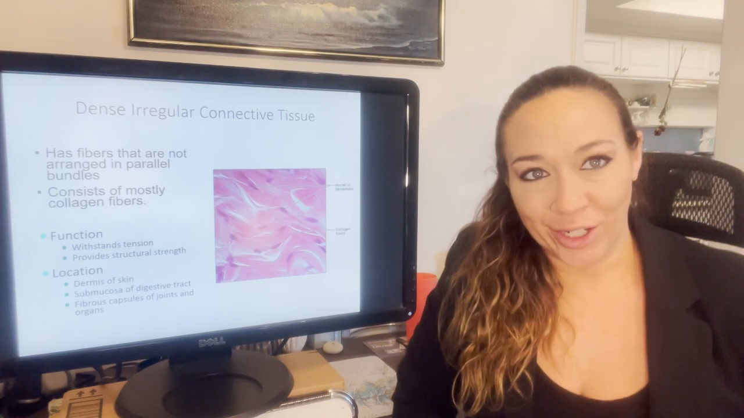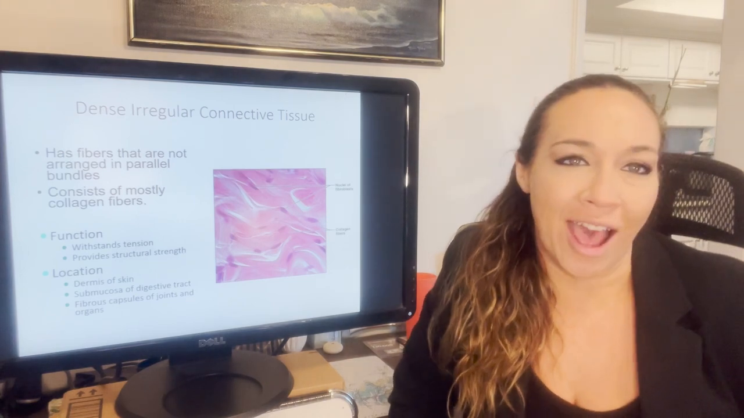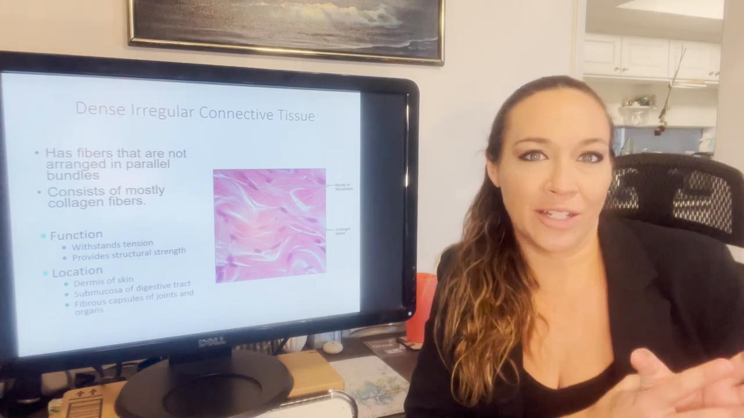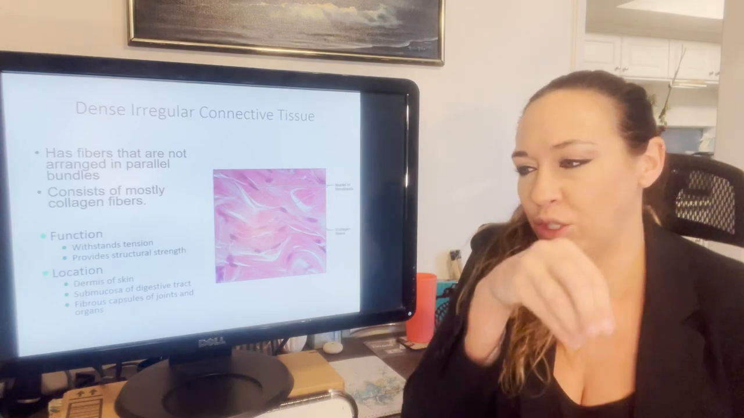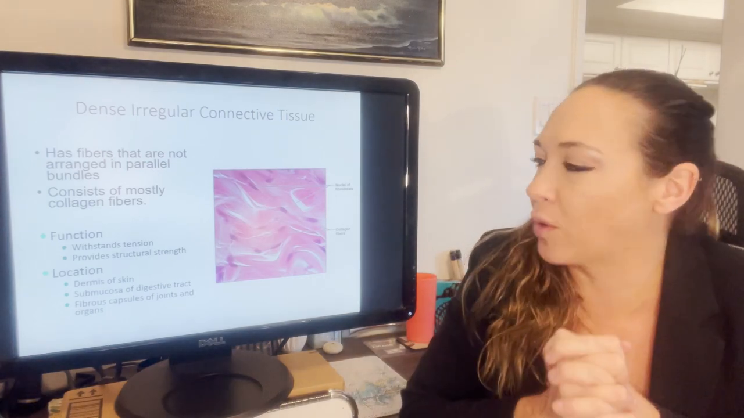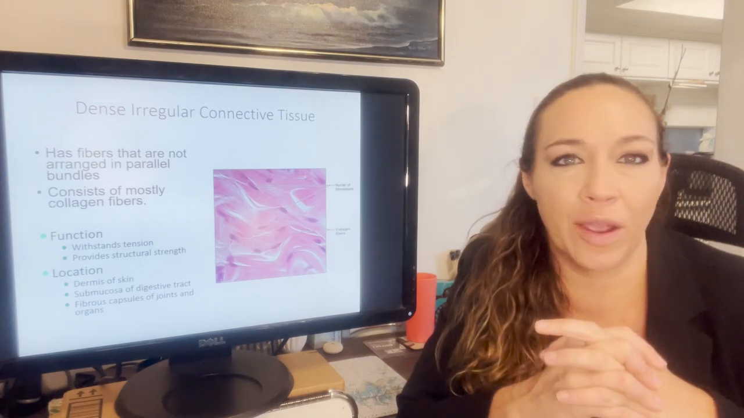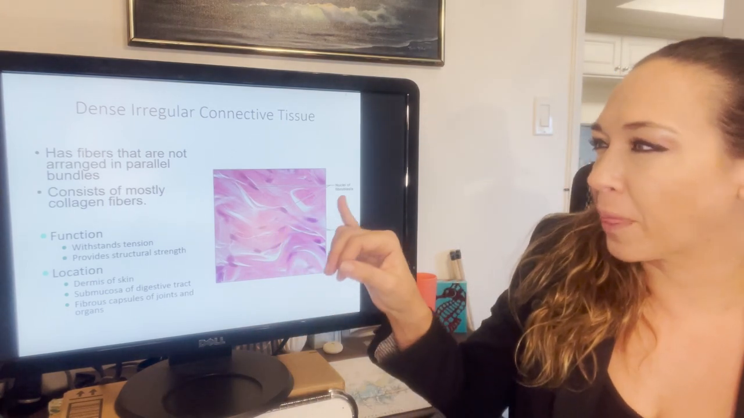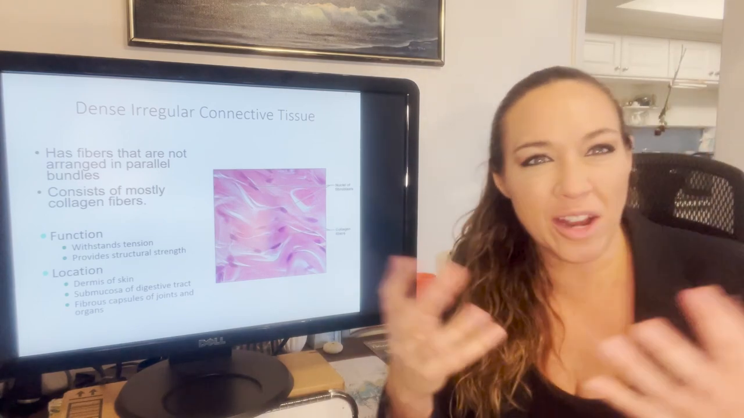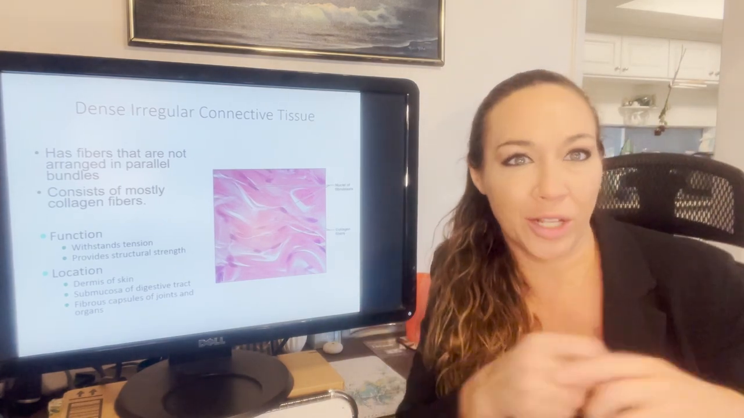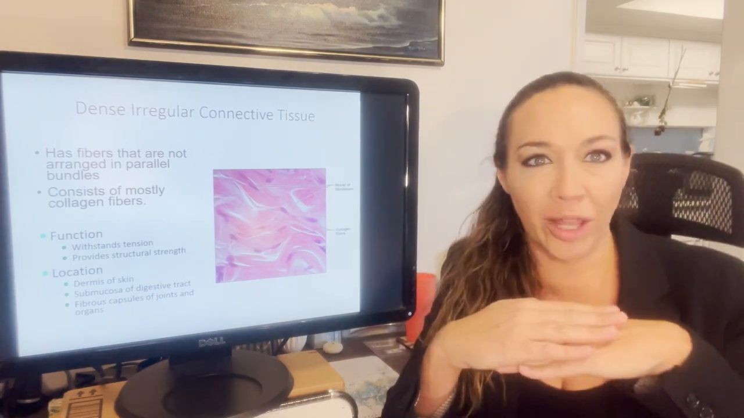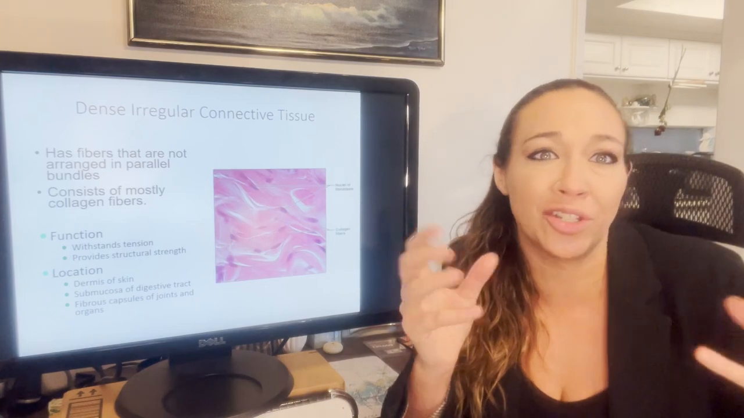Dense irregular connective tissue is just that. Imagine our dense regular connective tissue pulling in one direction. This tissue is actually pulling in usually a variety of directions, because it is basically lots of collagen fibers arranged in a hodgepodge, like a mismatched arrangement, right? Not parallel whatsoever. This is basically just irregular.